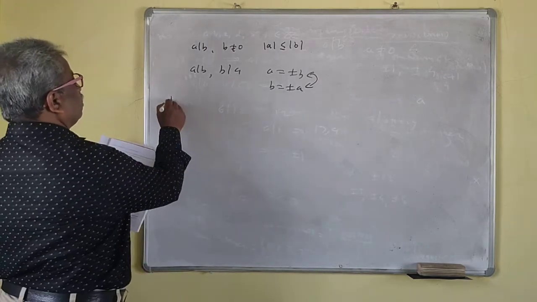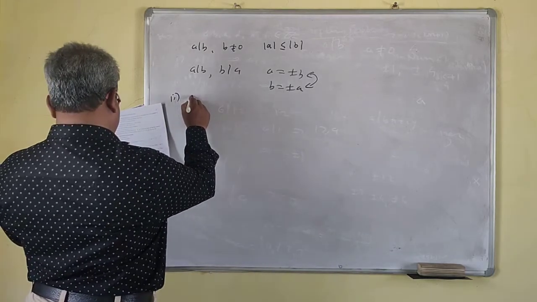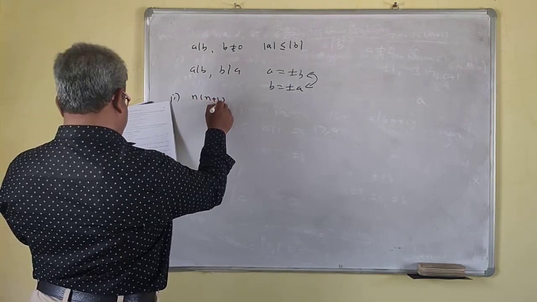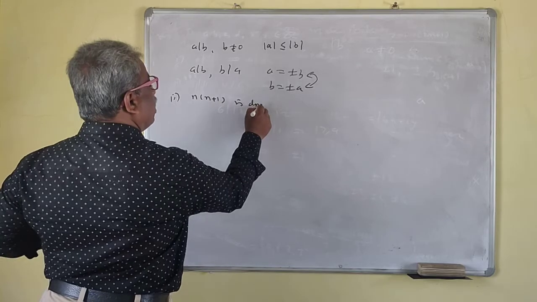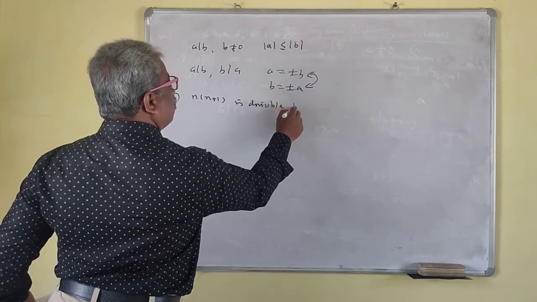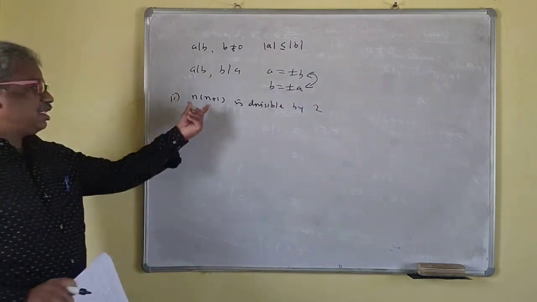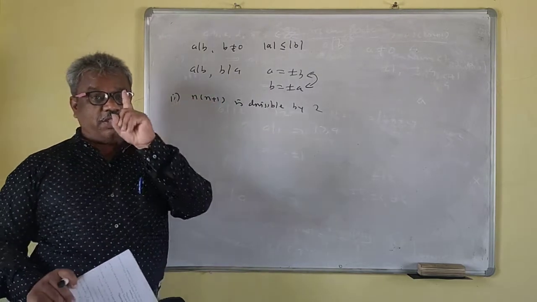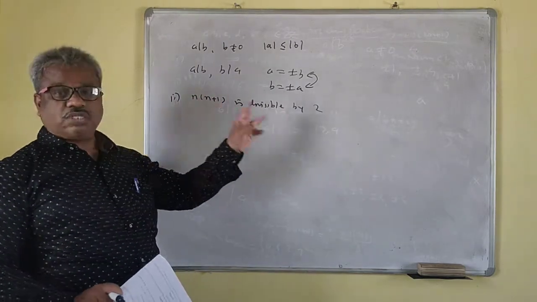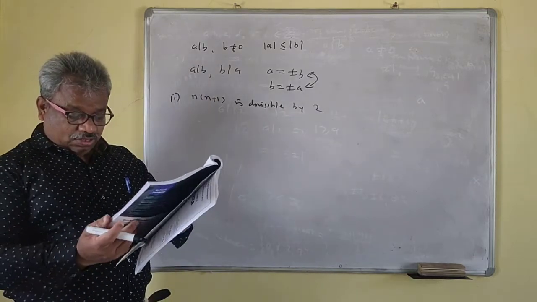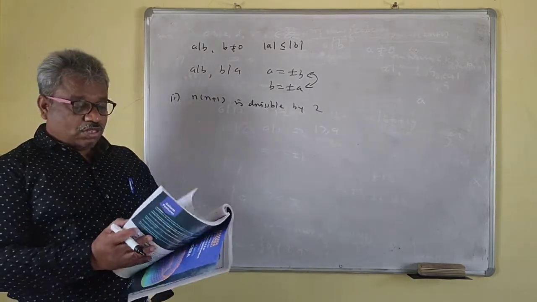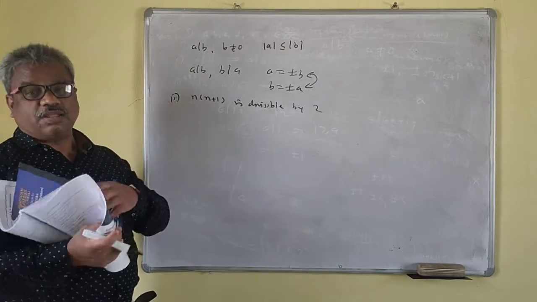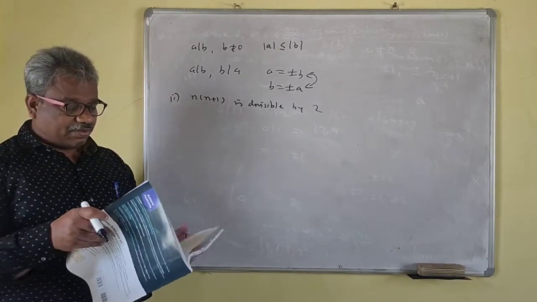So now the next note is what? n into n plus 1 is divisible by 2. That means this is the product of two consecutive numbers. The product of two consecutive numbers is always even. So this is divisible by 2, which means it is an integral multiple of 2. The meaning is the same.